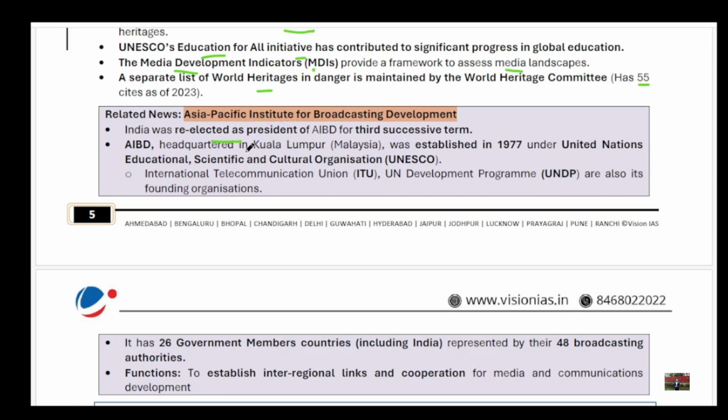Re-elected as president. So the Asia Pacific Institute for Broadcasting Development, that is AIBD, is headquartered in Kuala Lumpur in Malaysia. It was established in 1977 under the United Nations Educational, Scientific and Cultural Organization, that is UNESCO. So what are the other founding organizations? There is ITU, the International Telecommunication Union, and UNDP, the United Nations Development Program. They are also founding organizations of the Asia Pacific Institute for Broadcasting Development.